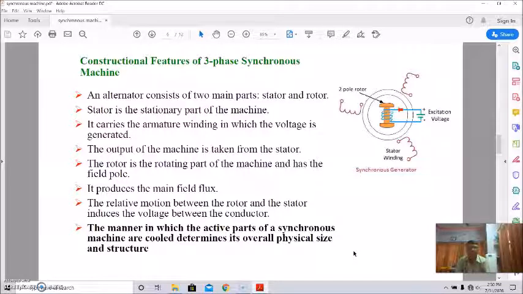And the rotor is the rotating part of the machine and has the field winding, and it produces the main field flux, and the relative motion between the rotor and the stator induces the voltage in the conductors. So the manner in which the active parts of a synchronous machine are cooled determines its overall physical size and structure.